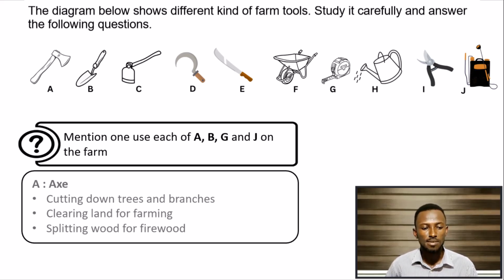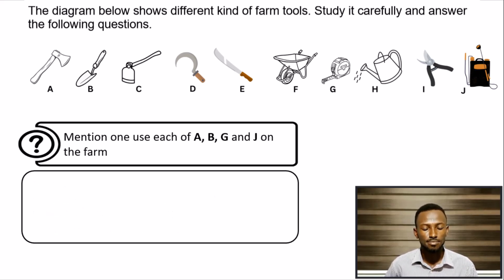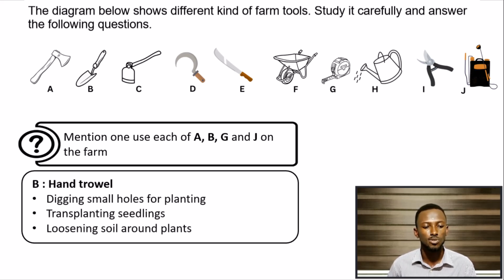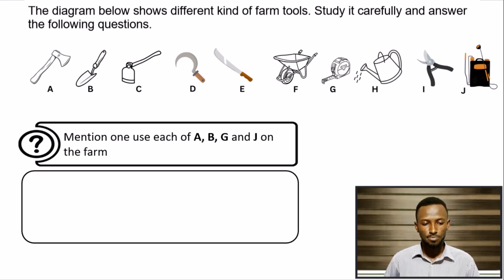And for the B, that is basically a hand trowel. What is the hand trowel used for? It can be used for digging small holes, for planting, and also for transplanting, that's replanting a seedling. A hand trowel can also be used for loosening soil around plants. So you can write any of these uses of a hand trowel. There are other uses that have not been specified in these answers.